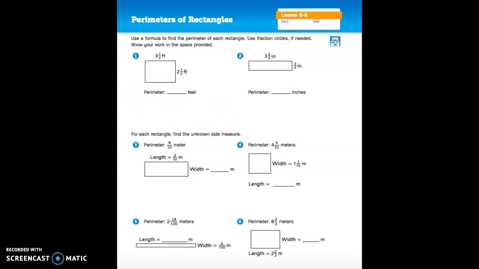Length times 2 plus width times 2, or length plus width plus width. Just make sure you remember when you're multiplying a mixed number by a whole number, the mixed number needs to become an improper fraction, and then you can multiply.